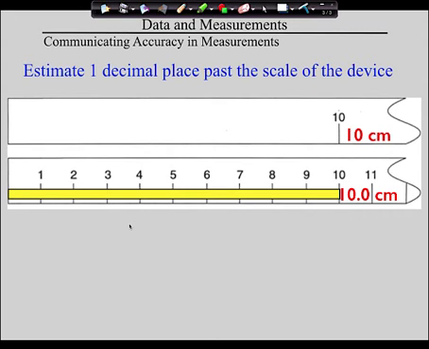10.0. Do you get it? What does this 0 tell us? It tells us that we looked for tenths and didn't find any. Are you comfortable with that? Okay, so guys, let's play that game again.